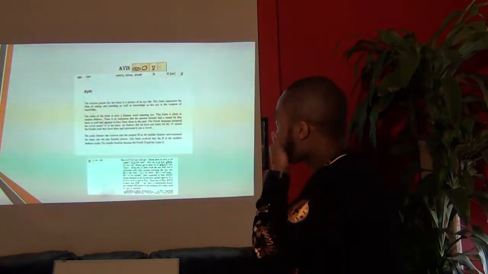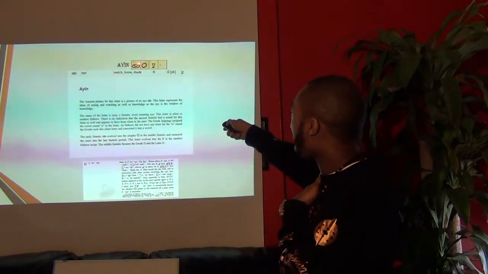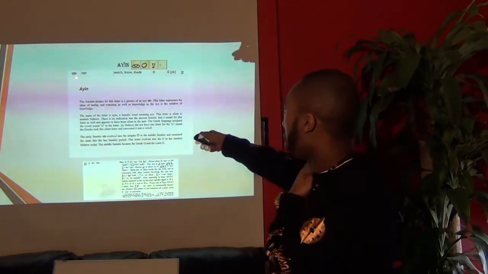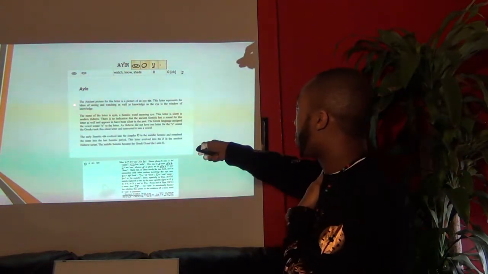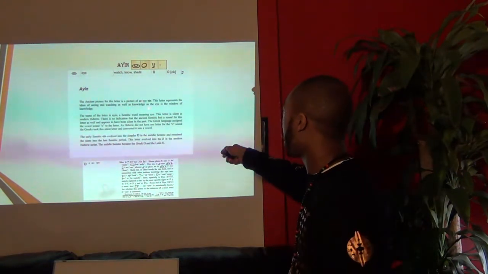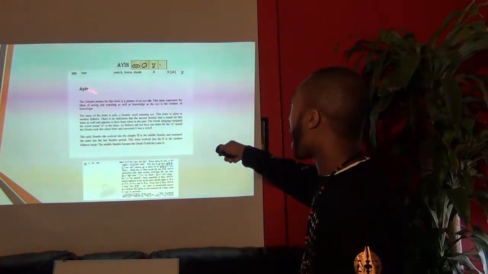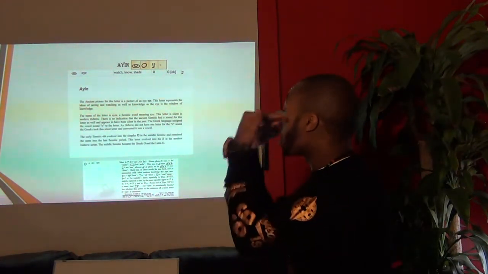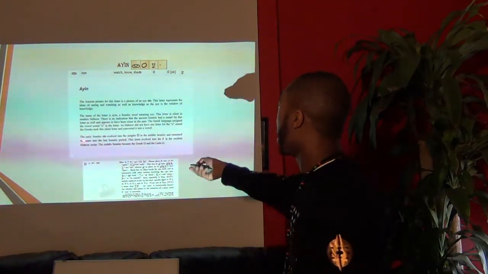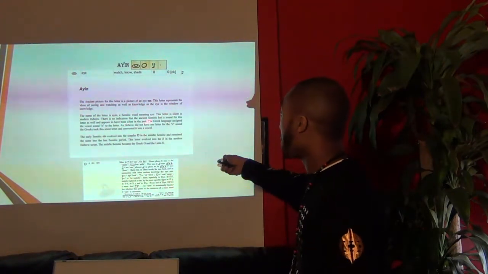Let's move forward. Ayin, picture of an eye. You have the Paleo and modern. The eye, which means to watch, know, or shade. Ayin, the ancient picture for this letter is a picture of an eye. This letter represents the idea of seeing and watching, as well as knowledge, as the eye is the window to the soul, or to knowledge. The name of this letter is Ayin, a Semitic word meaning eye.